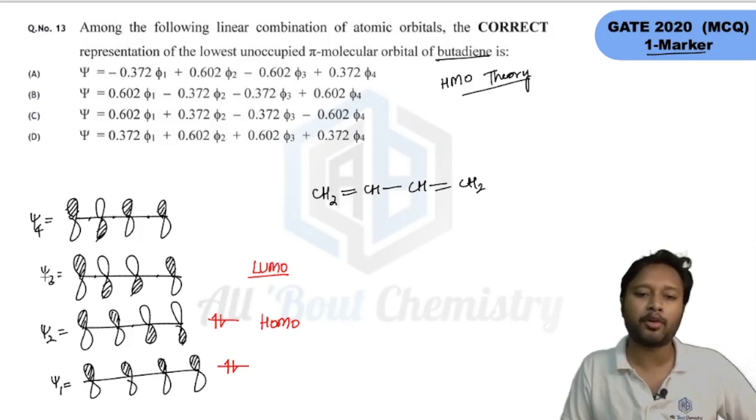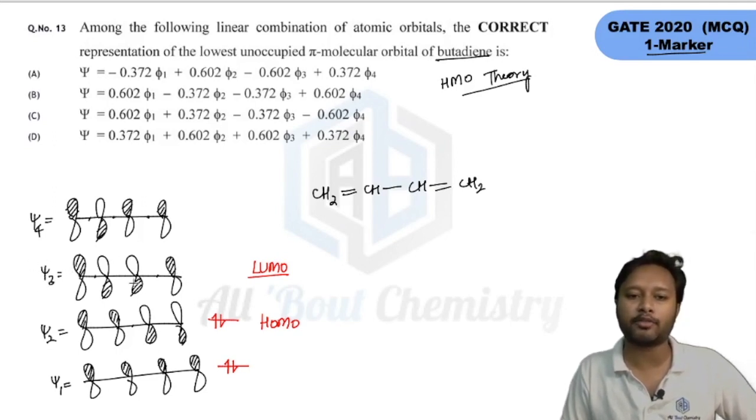Now you just have to look at the wave function. Okay, you just have to look at the psi3 orbital, how it looks like. You have to see how many times the sign has changed.